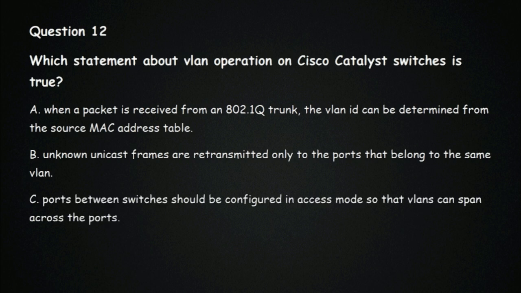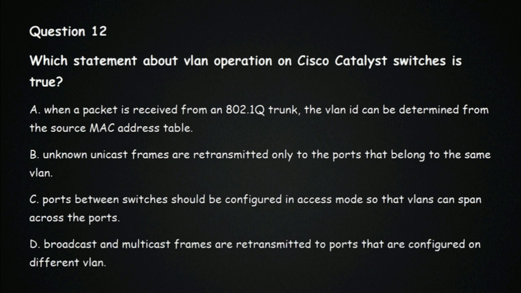C. Ports between switches should be configured in access mode so that VLANs can span across the ports. D. Broadcast and multicast frames are retransmitted to ports that are configured on different VLANs. Answer is B.